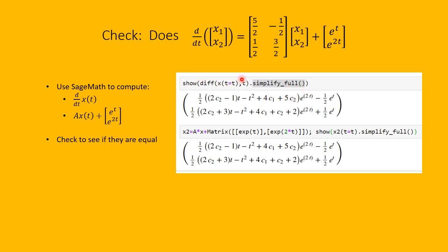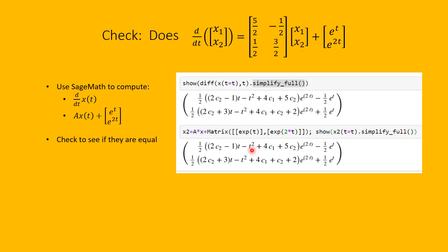So let's look at this first command. Show, and basically the derivative of x of t with respect to t, and simplify it full. We're calculating this left-hand side, and when we do that, we get this vector. It's a column vector. The top entry in the column is this stuff. It's kind of long. The second component of this column vector is all of this stuff. It's basically 2 rows, 1 column. So that's the left-hand side.